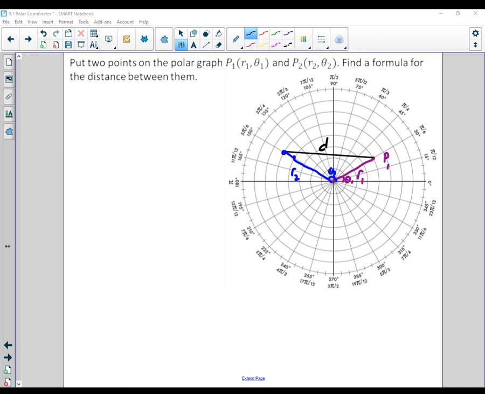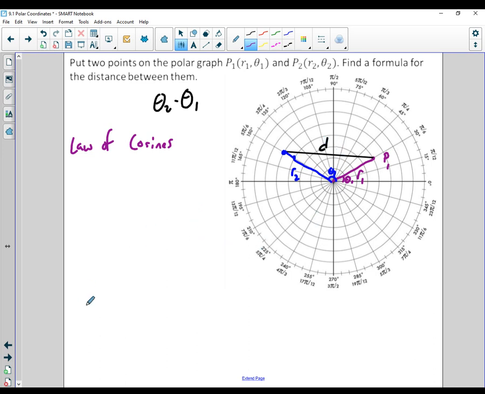So, the angle of this triangle that we know right here isn't theta 2 or theta 1, but it's theta 2 minus theta 1, right? That is going to be this angle here. And then we know these distances, so we want to find D. Well, this is just the law of cosines, really, that we're going to use, if we remember it.